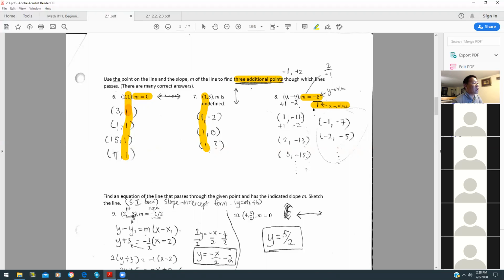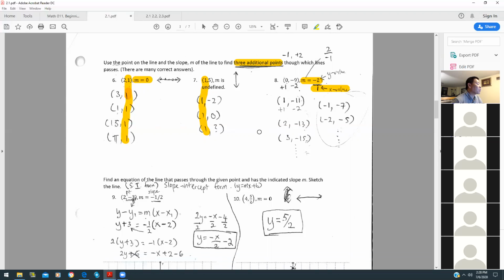So you keep doing this. Or if you want, you can move this negative down. So instead of subtracting 2, you can add 2 here, but then you have to subtract 1 on the x. So don't forget, this negative can move to either the top or the bottom. So that's the reason why you can change it. So this is how we figure out these 3 additional points.